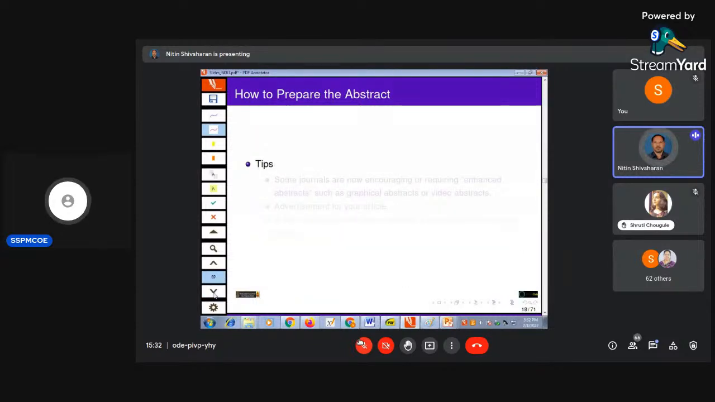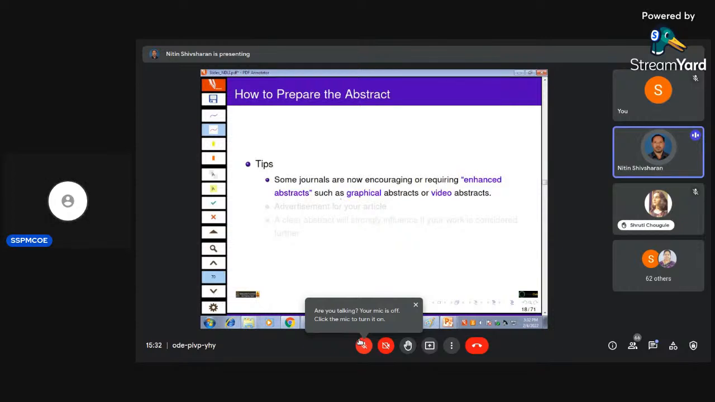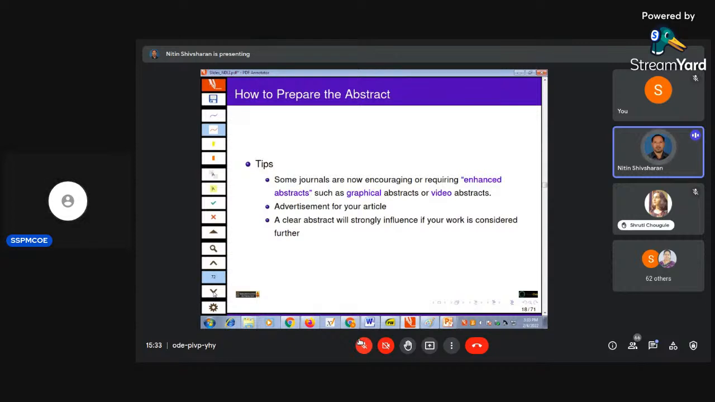Then tips for writing the abstract. Some journals are now encouraging enhanced abstracts, meaning one can use graphical as well as video abstracts for writing your abstract section. An abstract is nothing but an advertisement for your article. A clear abstract will strongly influence whether your work is considered further.